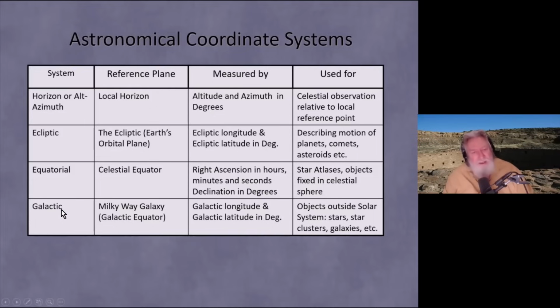And then finally, you have the galactic system, which is based upon the Milky Way galaxy. The galaxy has its own axial plane, so it gives you galactic longitude and galactic latitude in degrees. This is primarily for objects outside the solar system: stars, star clusters, galaxies, etc. It's used by modern astronomers, presumably not by ancient peoples, who presumably were not looking at objects outside the solar system. However, when we get to the various alignments, then these various systems with their reference planes become more relevant.